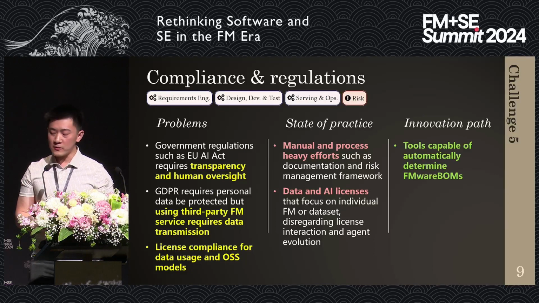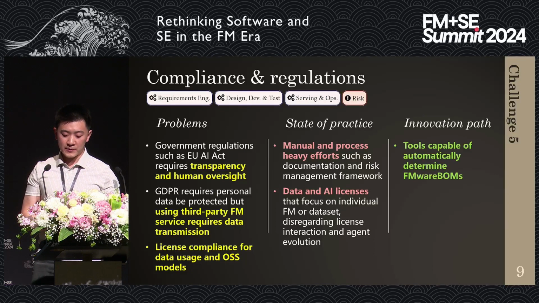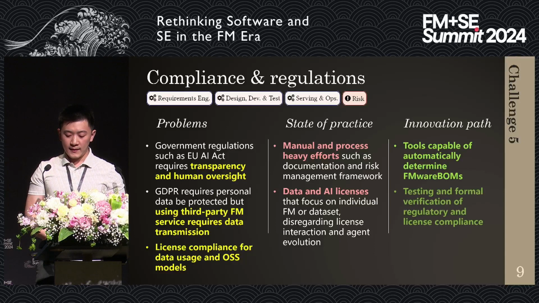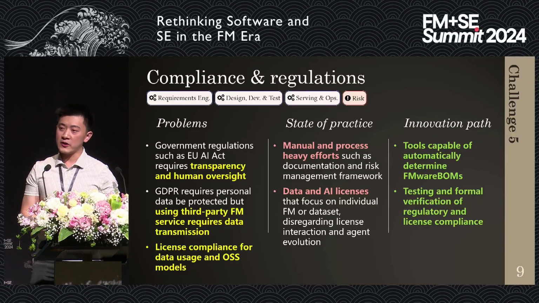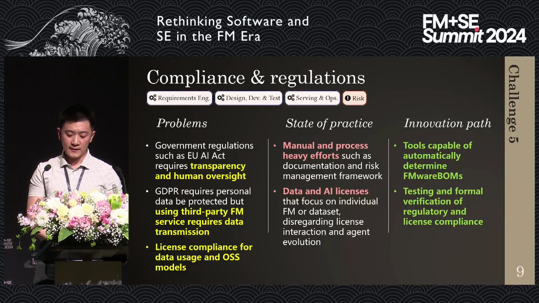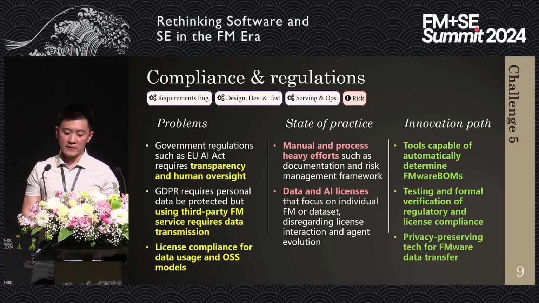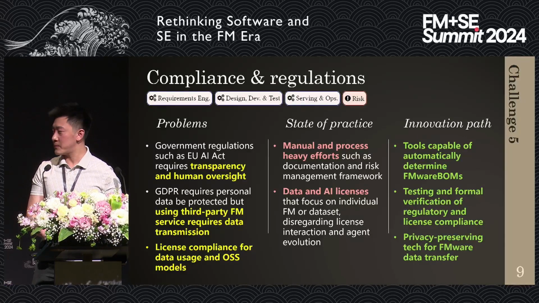The innovation path forward, we believe, has three parts. The first one is that we need tools capable of automatically determining the foundation model bills of materials to provide traceability and transparency of such software systems. And then we also need ways of testing and formal verification of regulations and license compliance. And finally, we need to develop privacy-preserving techniques for foundation model applications in regard to data transfer outside of the organization boundary.